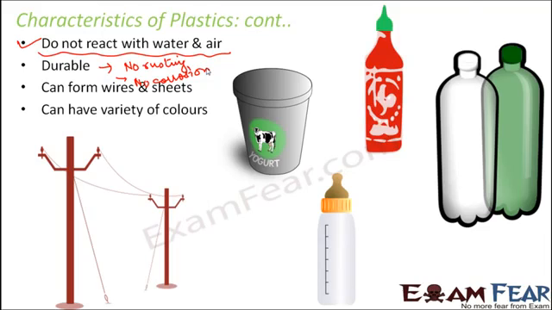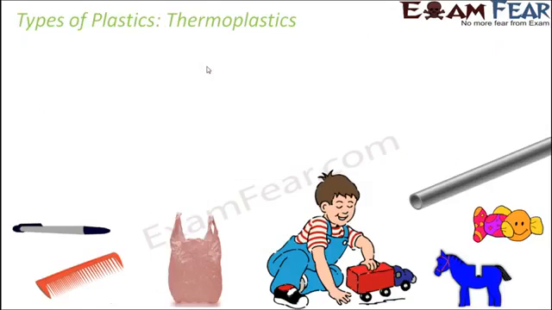They can have a variety of colors, so they are available in a lot of colors. So let us now see the different types of plastics. In plastics also we have many types with different properties. Broadly, there are two types of plastics. One is thermoplastics. So what are thermoplastics?